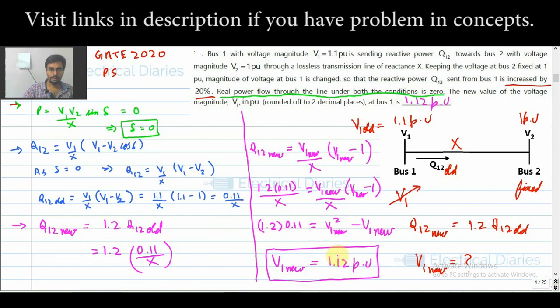Okay, so you will get two values of V1 new, one negative and one positive. So it's very much understood that your V1 new will be somewhat increased, so we should take the positive value. Okay, so the V1 new is equal to 1.12 per unit. That is the answer.